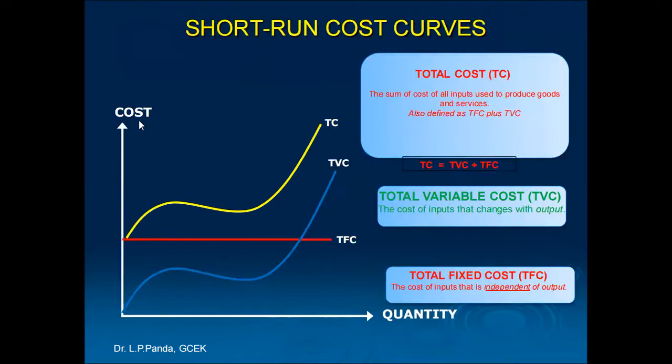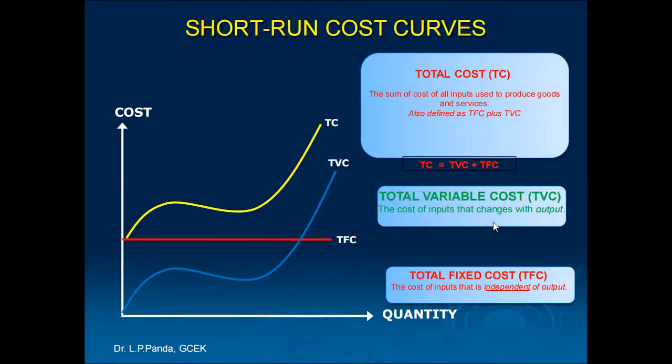This is the graph with cost on the y-axis and quantity on the x-axis. Total cost is the yellow color, and green will be total variable cost. The variable cost starts from zero, and total fixed cost can never change. That is why it is called fixed. Remember that total cost equals total variable cost plus total fixed cost.